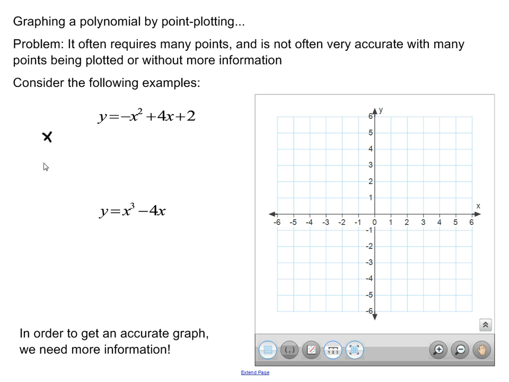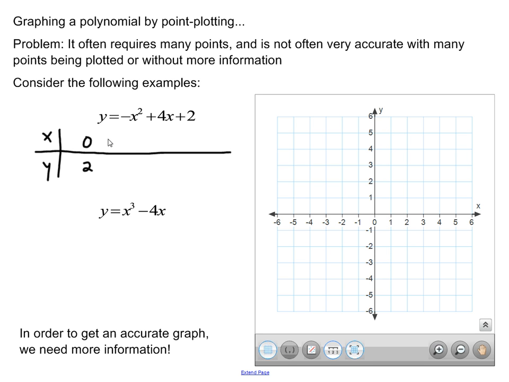Let's put our x values. I'm going to put my y values here. Give myself a little bit of room to do some calculation with. Let's say that we use x equals 0. 0 squared minus 4 times 0 plus 2 is just going to give me 2. So I know that this is a graph that will pass through the point 0, 2.